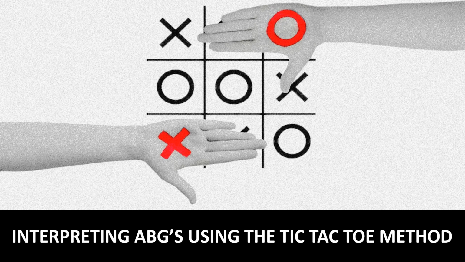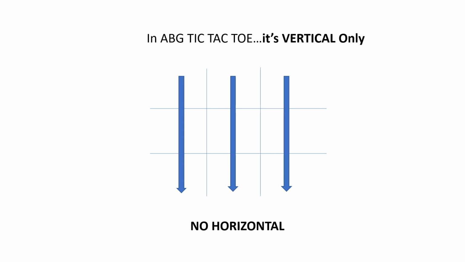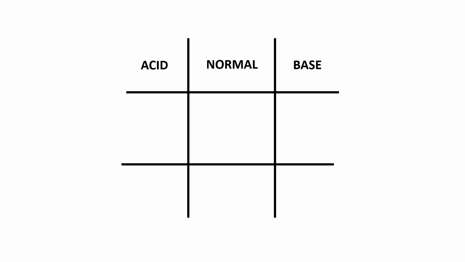So interpreting ABGs using the TIC TAC TOE method. In the ABG TIC TAC TOE, it is vertical only, no horizontal lines. So let's practice some examples of the ABG interpretation using the TIC TAC TOE method. Here we have our normals.